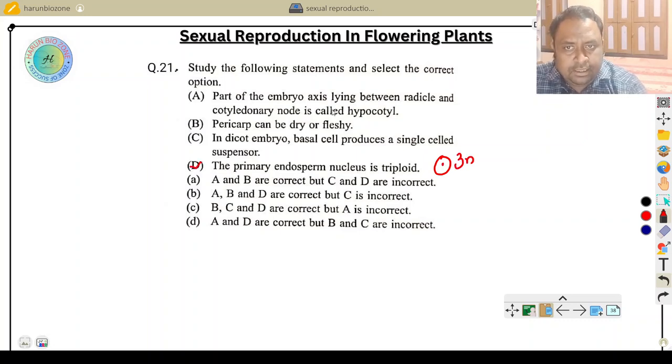In dicot embryo, basal cell produces single cell suspensor: not right. This is the zygote, which divides to produce a basal cell and an apical cell. This basal cell produces 6 to 8 suspensor cells.